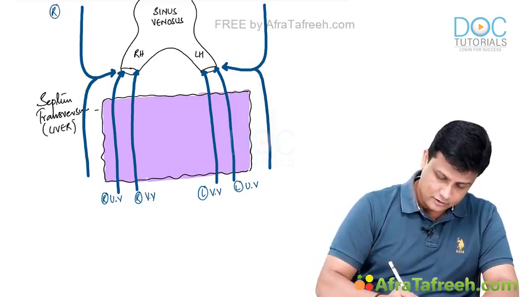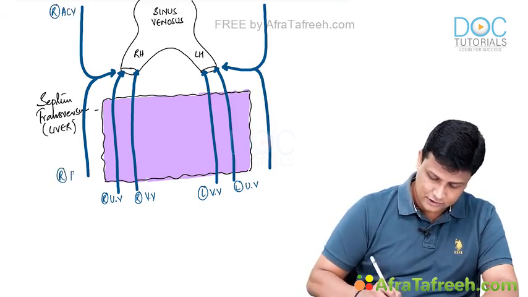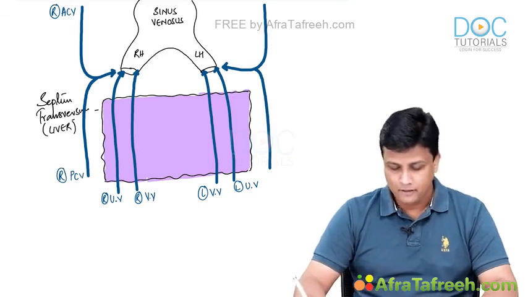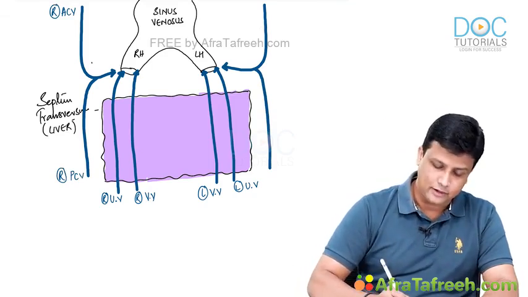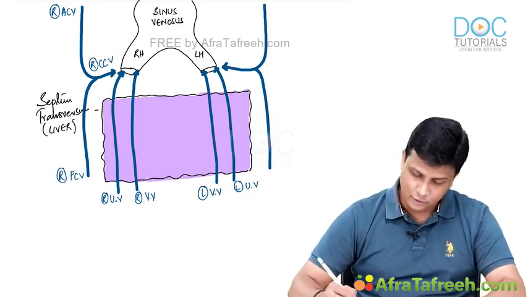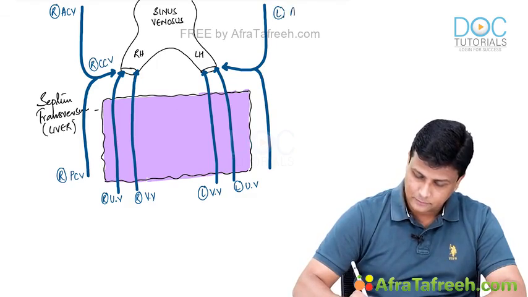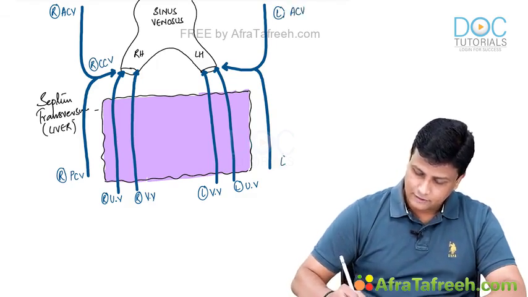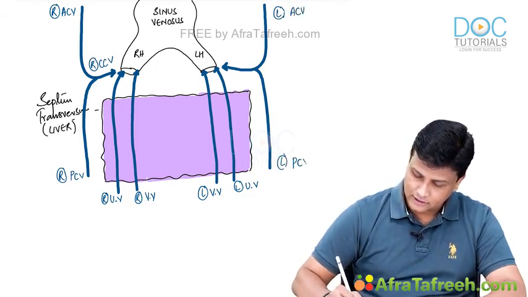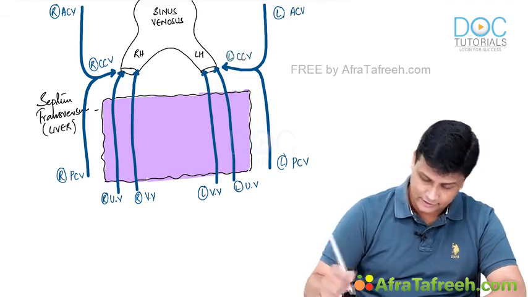So right anterior cardinal vein, right posterior cardinal vein, both of them together are going to form a right common cardinal vein. Similarly towards the left side, left anterior cardinal vein and left posterior cardinal vein, and together they are actually going to form the left common cardinal vein, guys.